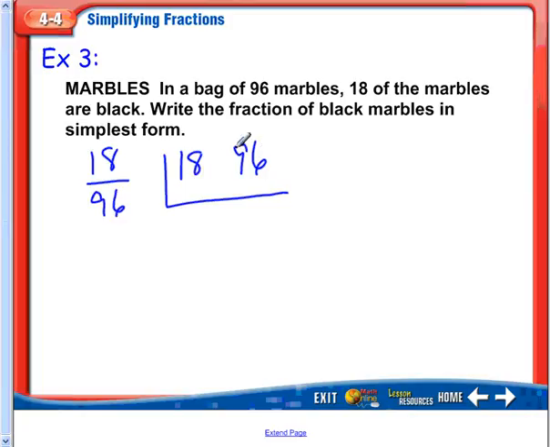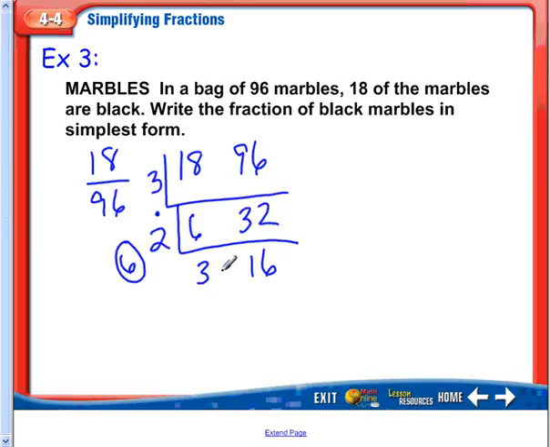I'm going to check my divisibility rules of 3. 1 and 8 make 9, and 9 and 6 make 15. So 3 can divide into both of those numbers. 3 goes into 18 6 times, and 3 goes into 96 32 times. I see that I still have 2 even numbers, so I will continue with my L bracket. I will divide by 2 to get 3 and 16. Since there are no other numbers that can go into both 3 and 16, I know my greatest common factor is 6.